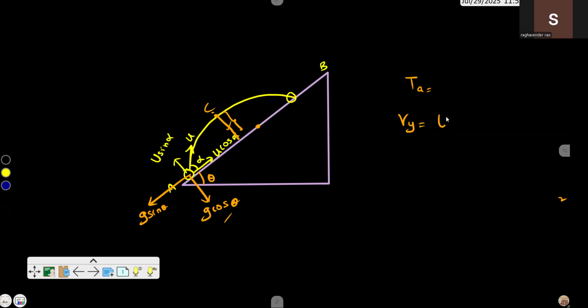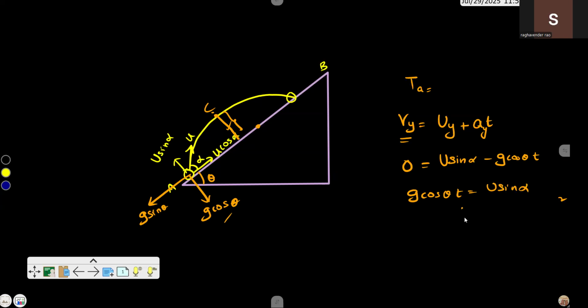Vy is equal to Uy plus ay into t. Vy, the velocity there is 0. Y-axis velocity is 0, is equal to Uy, that is u sine alpha minus g cos theta into t. If I send this g cos theta t across, g cos theta t is equal to u sine alpha. T is equal to u sine alpha by g cos theta. This is my time of ascent.